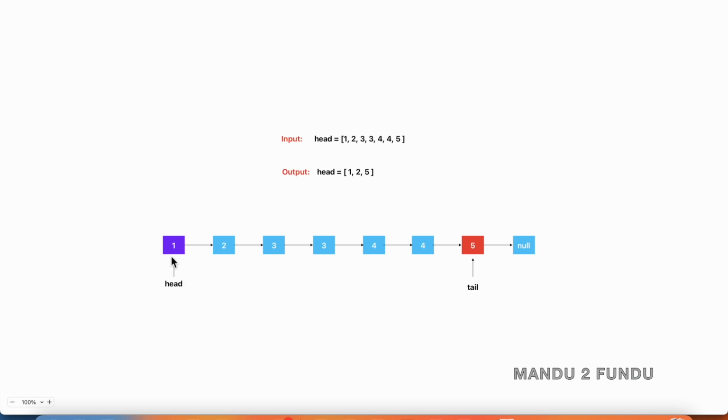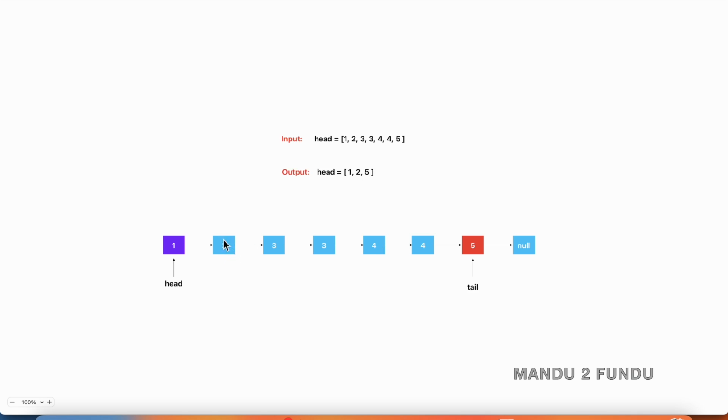Whenever we process a node, we check whether the next node from that current node has the same value. If that is the case, then we'll have to find the next unique node. For example, when we process this node, we check the next node has 3, which is a duplicate. Here we have to find the next unique node, that is 4.